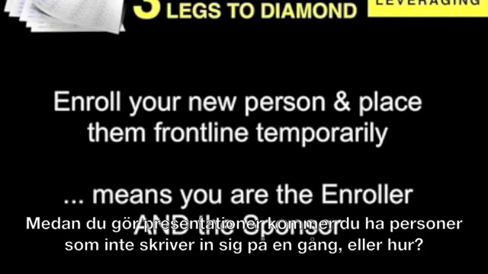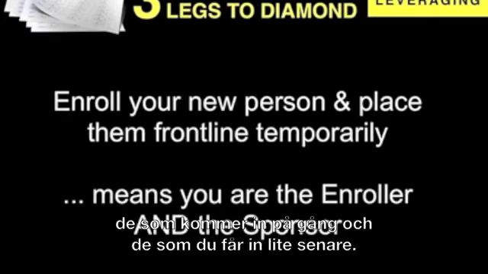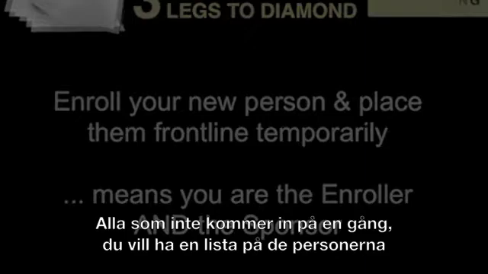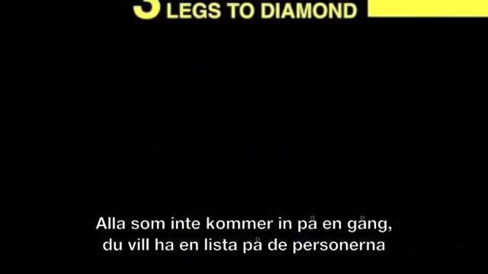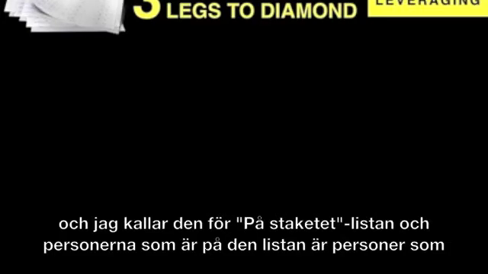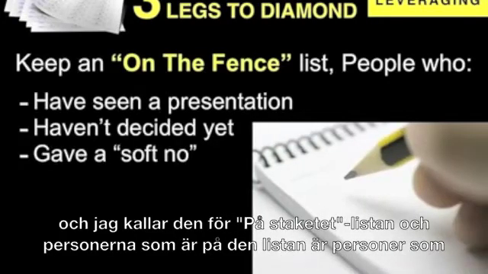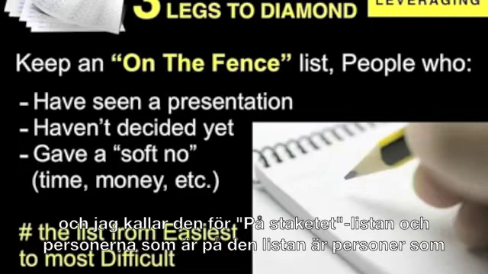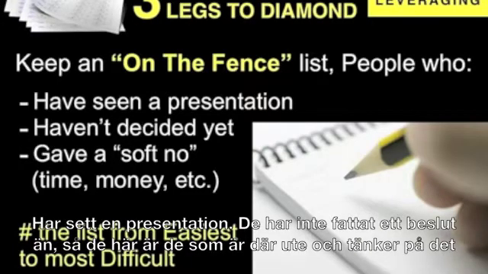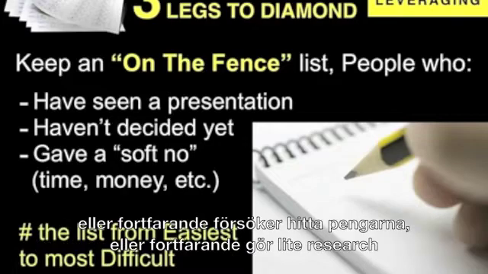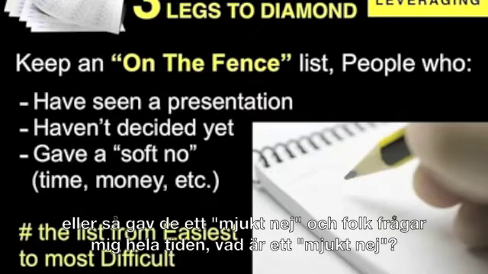Now, as you do presentations, you're going to have people that don't sign up immediately, right? There's two types of people that see our presentations, the ones that get in right away and the ones that you get in a little bit later. Everybody that doesn't get in right away, you want to keep a list of those people. And, Jim, I like to call that the on the fence list. The people on the fence list are the people who have seen a presentation but haven't made a decision yet, right? So maybe these are the ones that are out there thinking about it, like we talked about, or still trying to find the money, or doing more research, or they gave a soft no.